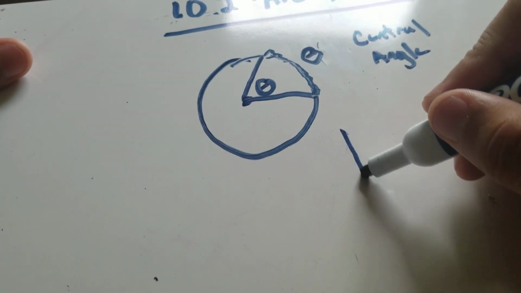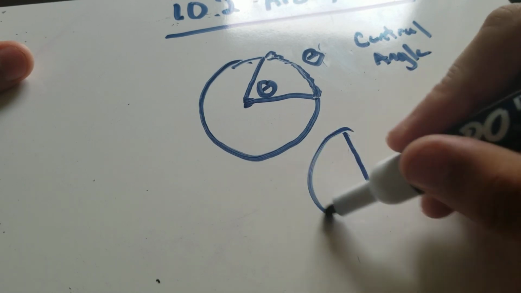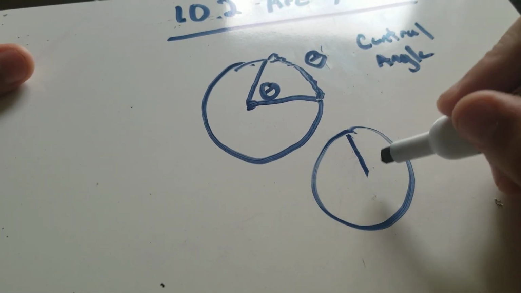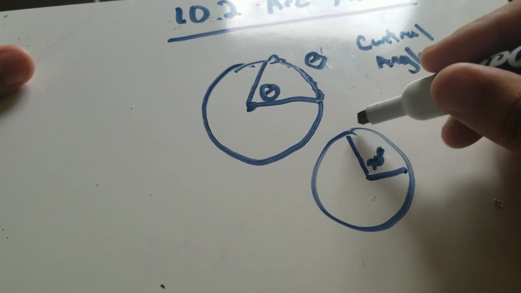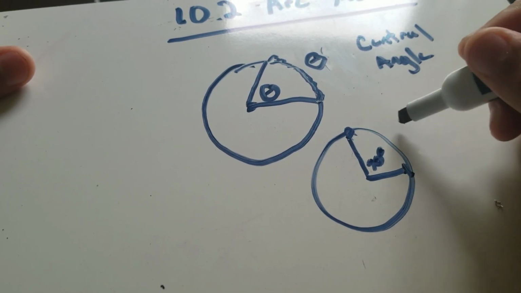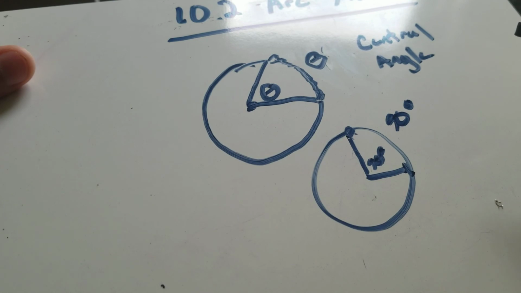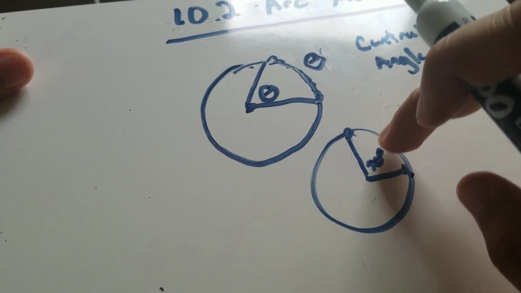So if I were to have a circle like this, and I said this is 90 degrees on the inside, you know this arc measure, how long from here to here, is 90 degrees. So there's the same inside and outside. That's a really nice rule for us.